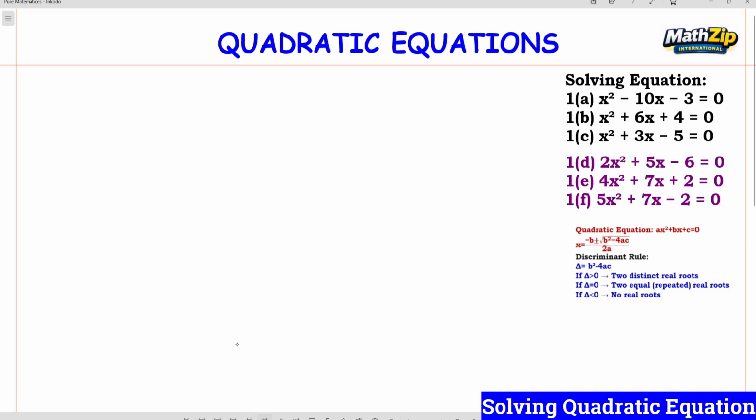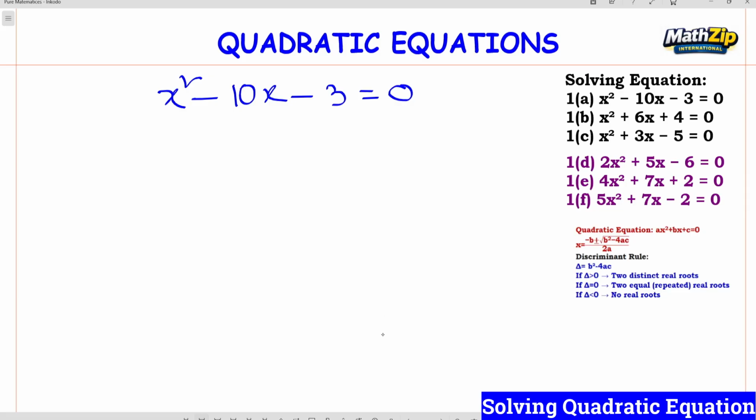Solving equation: x square minus 10x minus 3 equals 0. These kinds of equation we cannot solve by the middle term method.